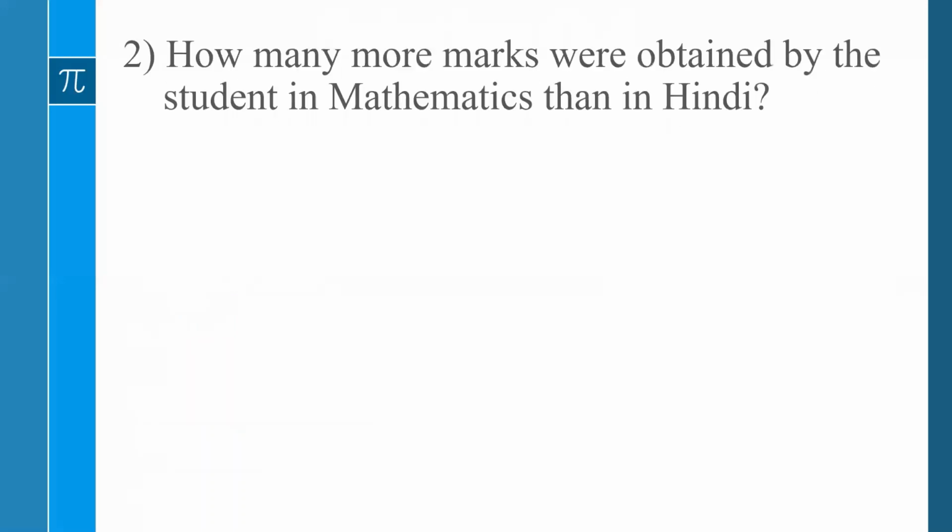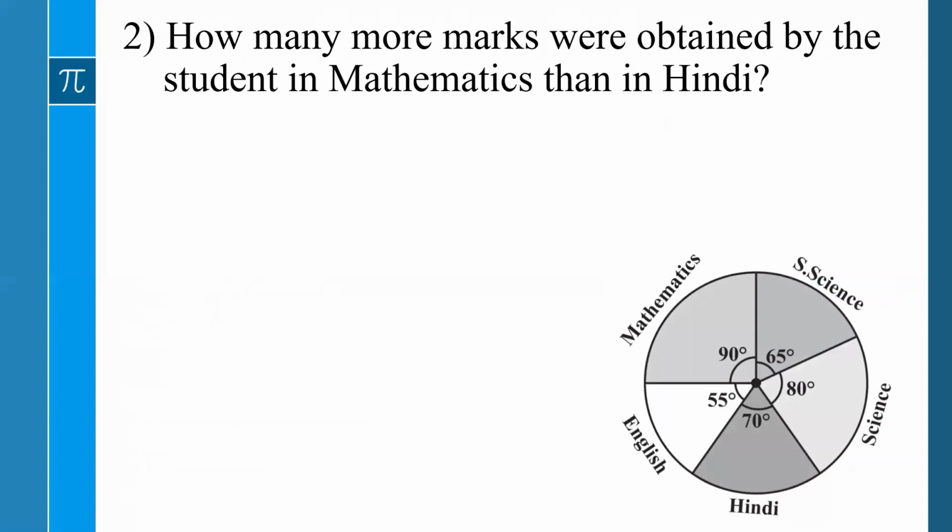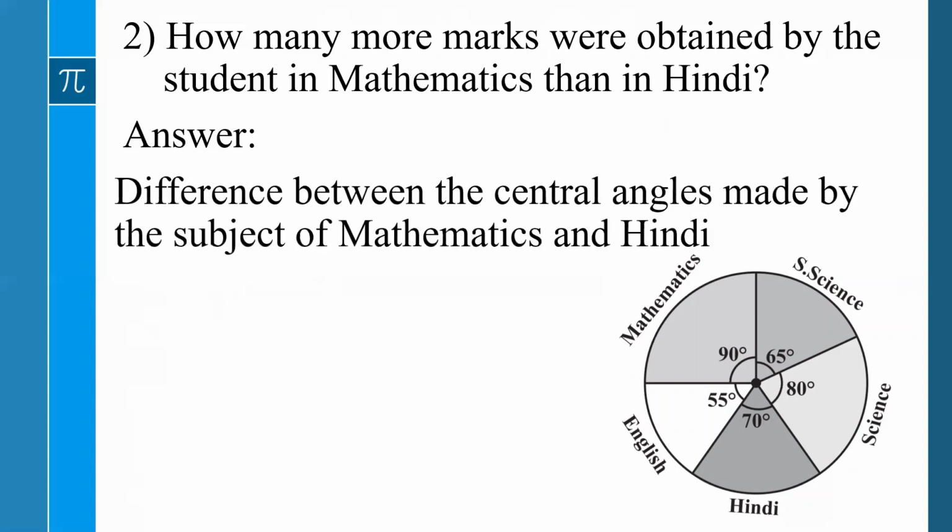Next question, how many more marks were obtained by the student in mathematics than in Hindi? Again, we don't know the marks, so first we'll be taking the difference of the degrees in these two subjects. So here the degrees are 90 and 70. So 90 minus 70 is equal to 20 degree. And now this 20 degree will be converted into marks, again using the unitary method.